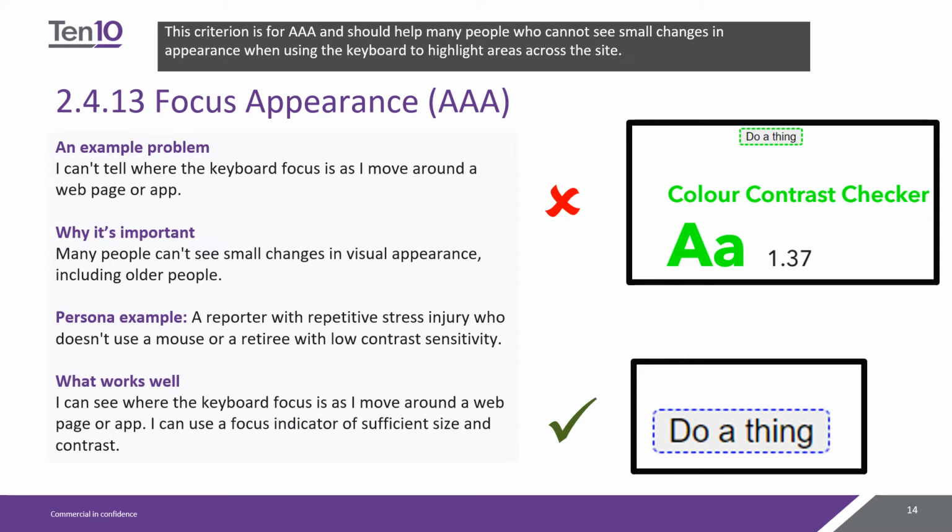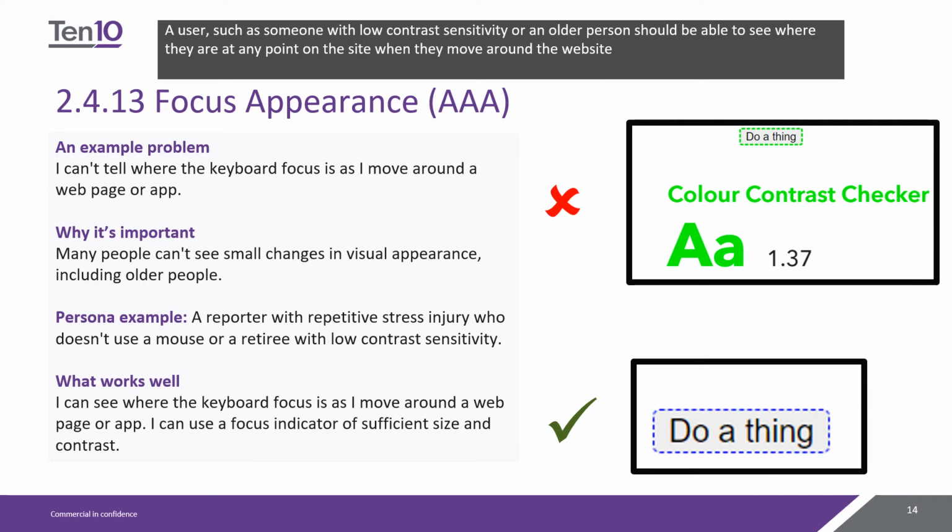This criterion is for AAA and should help many people who cannot see small changes in appearance when using the keyboard to highlight areas across the site. A user such as someone with low contrast sensitivity or an older person should be able to see where they are at any point on the site when they move around the website.